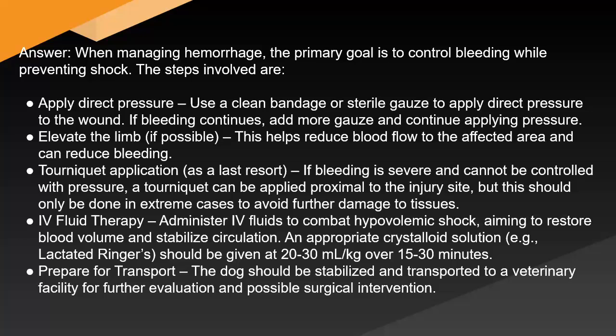Tourniquet application as a last resort. If bleeding is severe and cannot be controlled with pressure, a tourniquet can be applied proximal to the injury site, but this should only be done in extreme cases to avoid further damage to tissues. IV fluid therapy. Administer IV fluids to combat hypovolemic shock, aiming to restore blood volume and stabilize circulation. An appropriate crystalloid solution, e.g. lactated Ringer's, should be given at 30 mL/kg over 15 to 30 minutes.